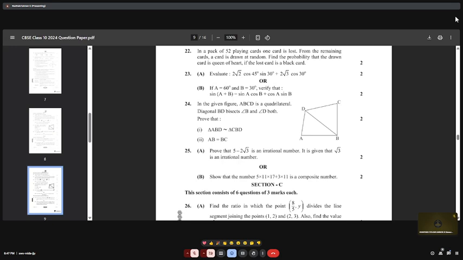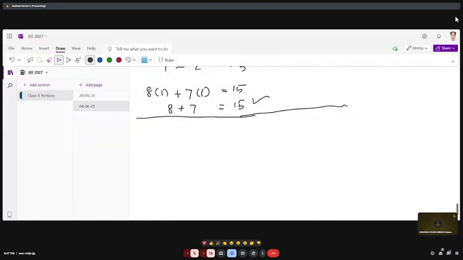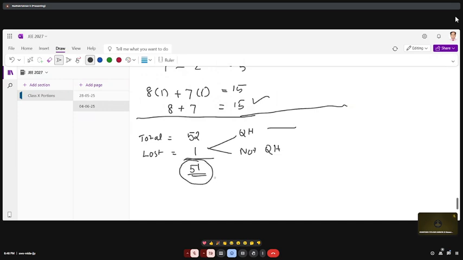There are two possibilities. The total number of cards is 52. Lost equal to 1, so remaining is 51. Okay. So the lost card can be Queen of Hearts or not Queen of Hearts. If the lost card is Queen of Hearts, then what is the probability of finding Queen of Hearts from the remaining 51? That will be 0, right? If the lost card is Queen of Hearts, then the probability of getting Queen of Hearts is 0.